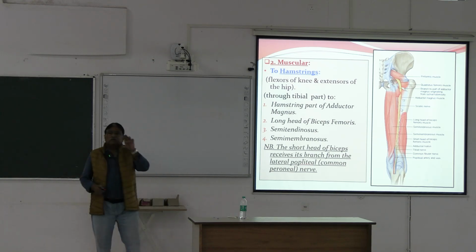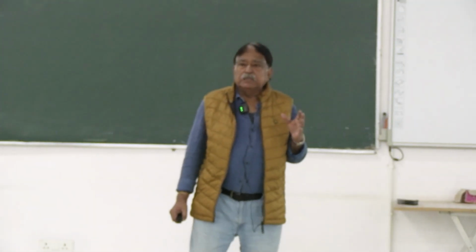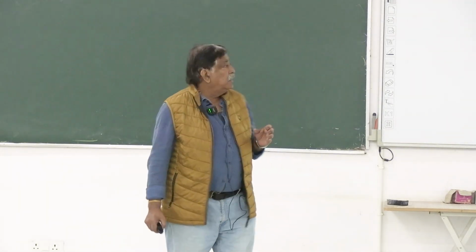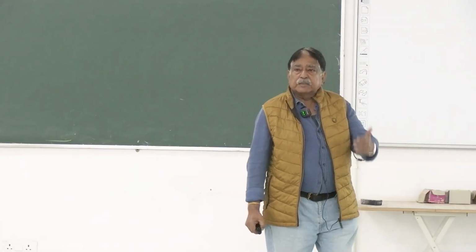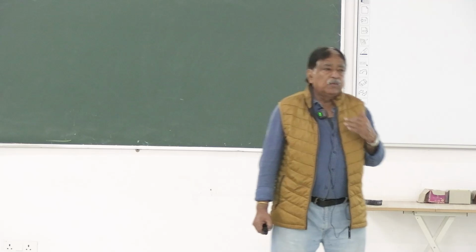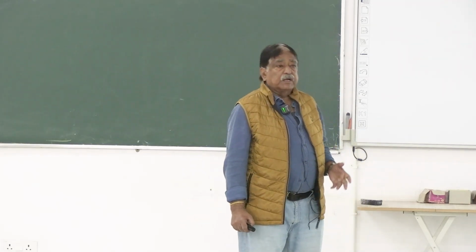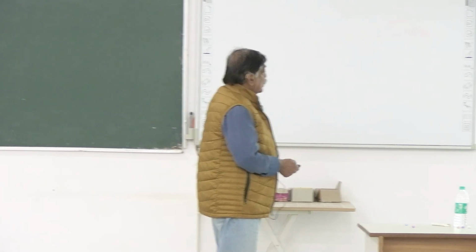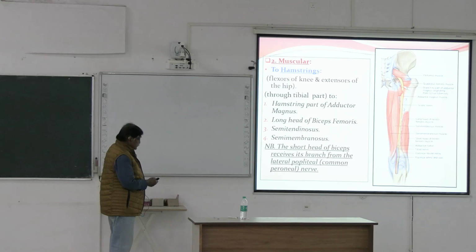All this can be a short note. Also, if you are answering for honors or the gold medal, the examiner may ask in this pattern: what supplies the hamstrings, what are the anterior compartment muscles supplied in the leg, and the posterior compartment of the leg. Okay. Now, the short head of biceps receives its branch from the lateral popliteal nerve, common peroneal.